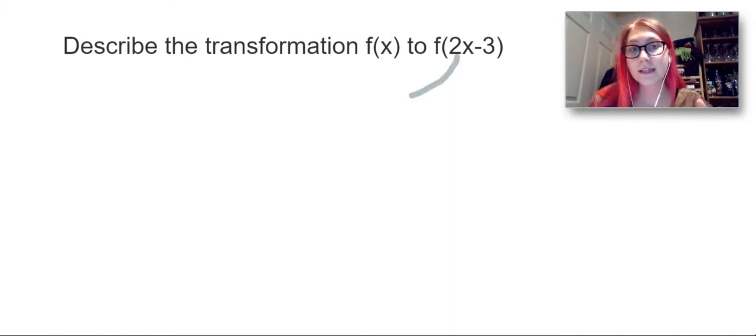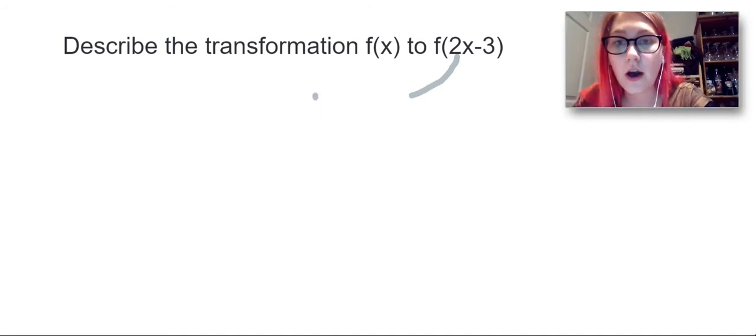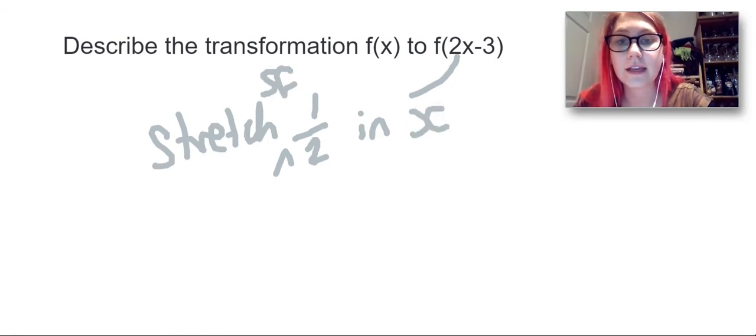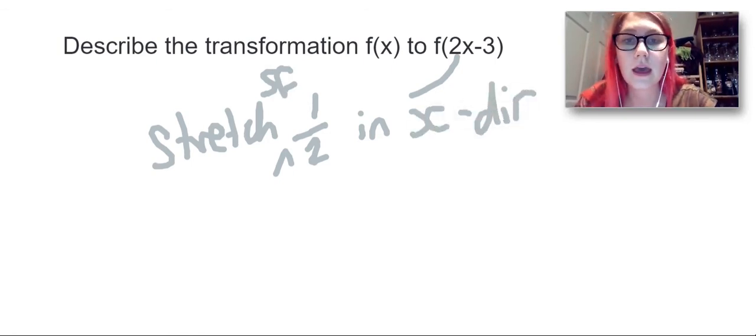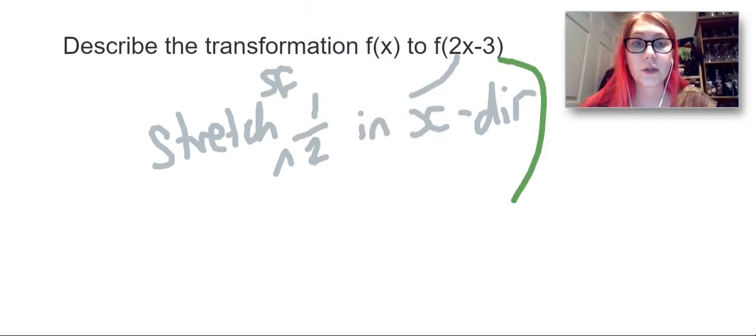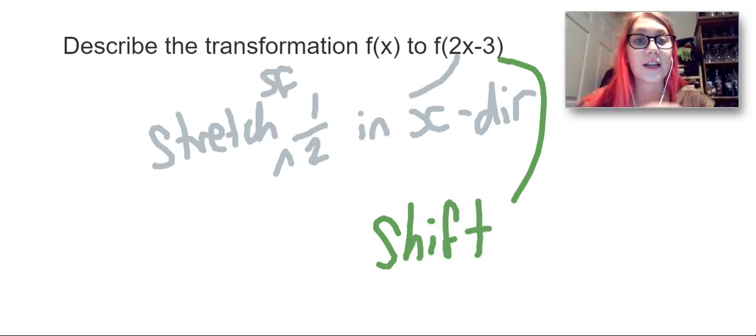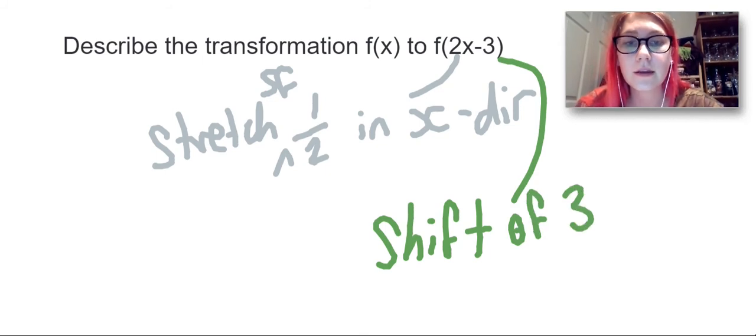So 2x, that's a stretch of scale factor a half in the x direction. And this minus 3 here, that's also applied to the x, so we know that it's a shift, or a translation of 3 in the x direction.